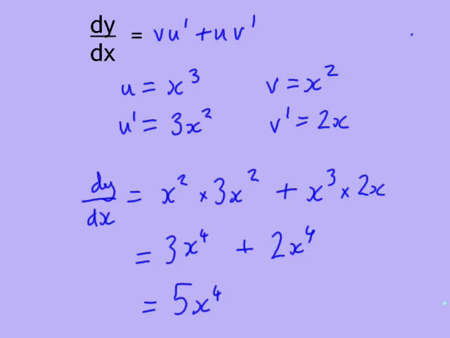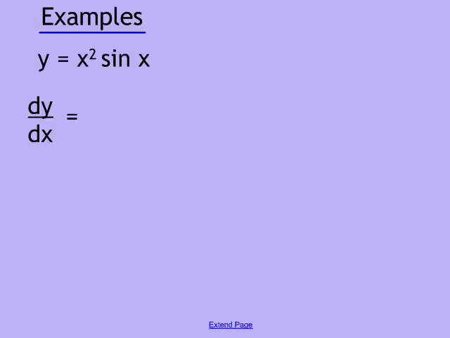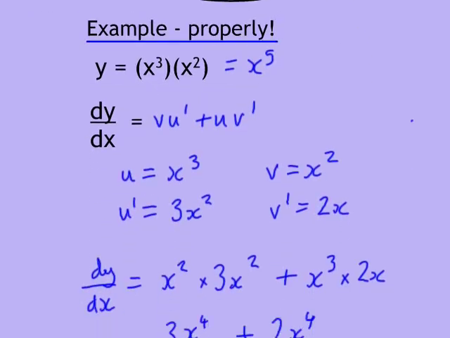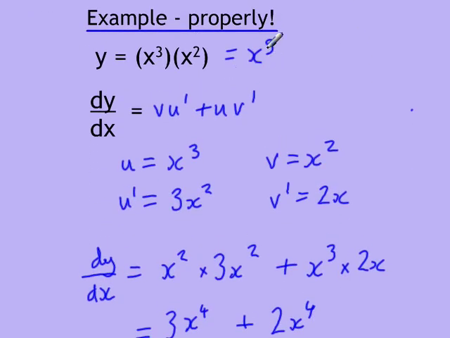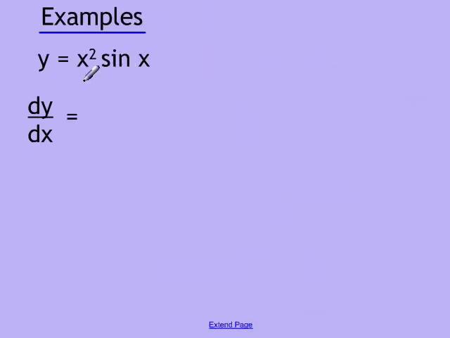Okay, let's have a look at another example. This is much more like the sorts of examples that you'll actually get. There was no need with that example that we looked at to use the product rule. Much more simple to multiply that out. Okay, so if these are polynomials, it's really worth multiplying them out, unless that would take you ages. So here let's have a look at x squared times sine x.